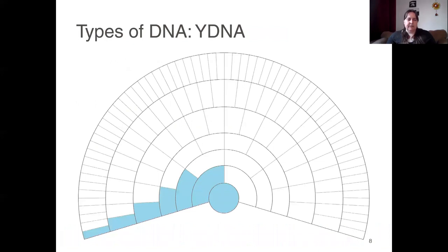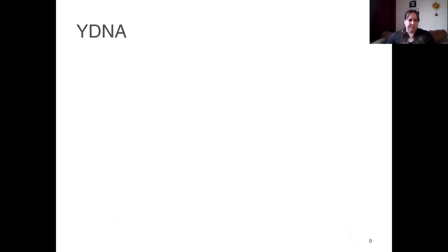So there are 4 types of DNA used in genealogy. Let's take a look at each of those in a little more detail. First, we have Y-DNA. And when you're looking at your fan chart, this is the line of people that Y-DNA relates to. And remember that the Y chromosome is only carried by men.